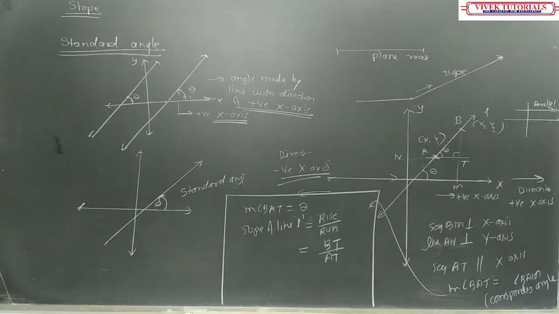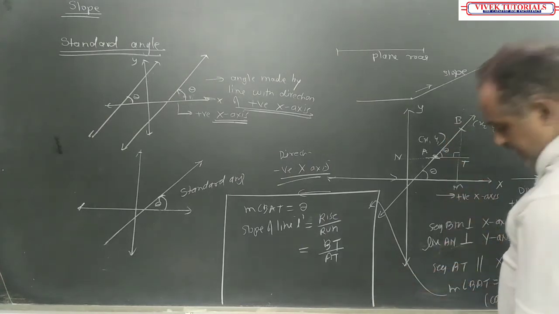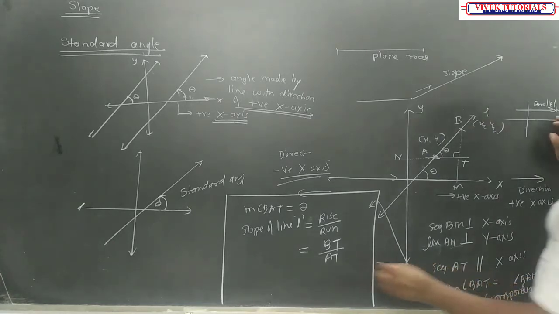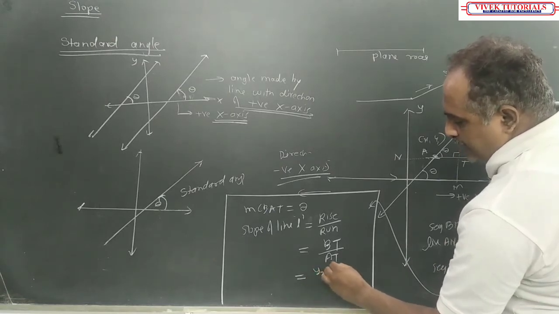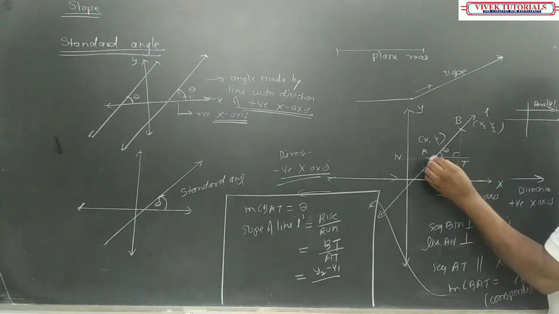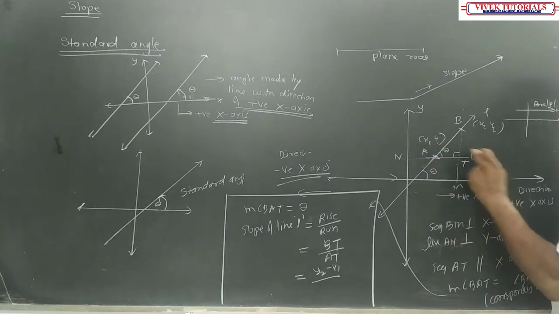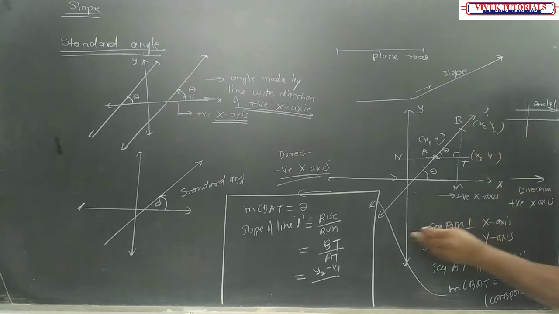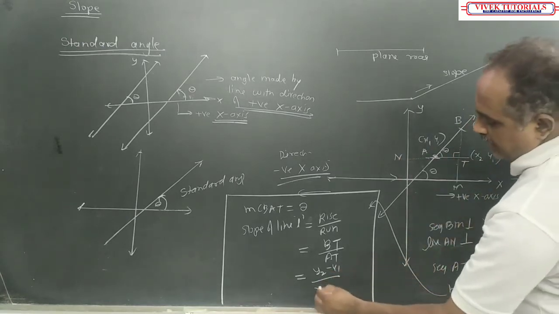Rise is BT and run is AT. Now we know that BT is parallel to the y-axis, and AT is parallel to the x-axis. So BT will be y2 minus y1, and AT will be x2 minus x1, because this is (x1, y1) and this will be (x2, y1).